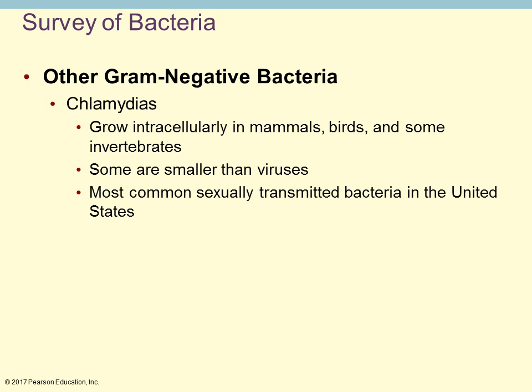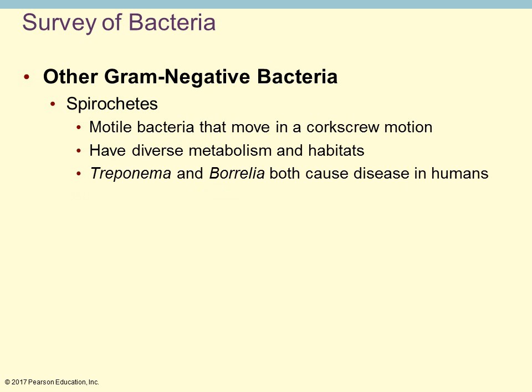Chlamydias tend to grow intracellularly in animals, birds, and some invertebrates. It's the most commonly sexually transmitted bacteria in the United States at this time. Spirochetes, these are motile bacteria. They move in this corkscrew type motion. They have very diverse habitats they can live in. The 2 that can cause diseases in humans are your Treponema and your Borrelia.